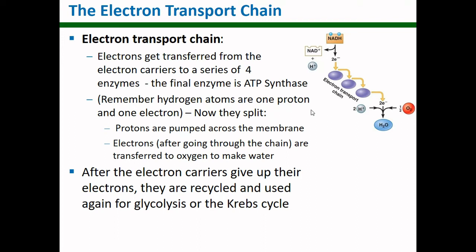Another key thing for cell respiration is after those electron carriers give up their electrons, they get recycled and they go back to glycolysis or the Krebs cycle to pick up more. So we reuse them over and over again in our cells.